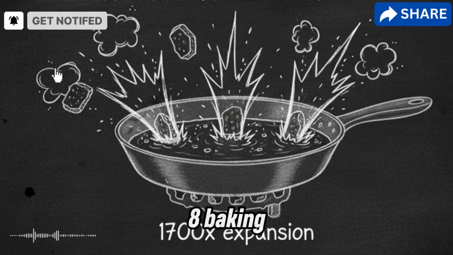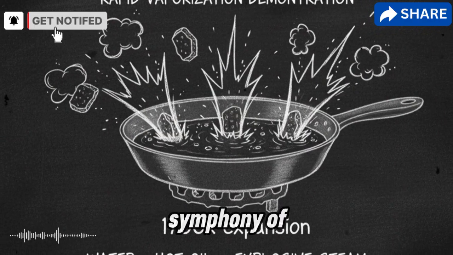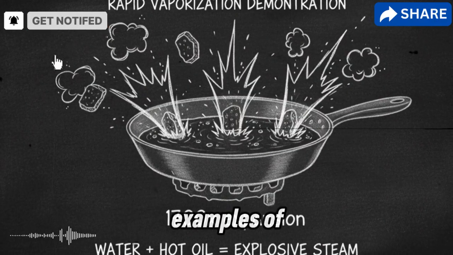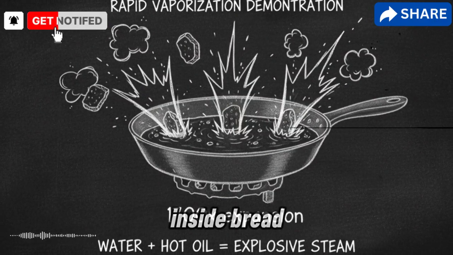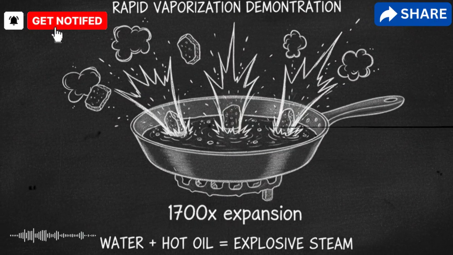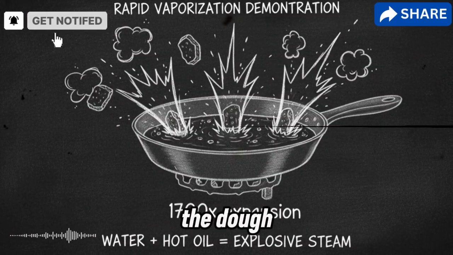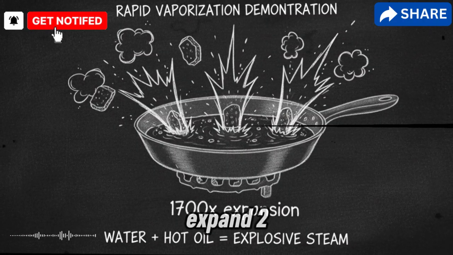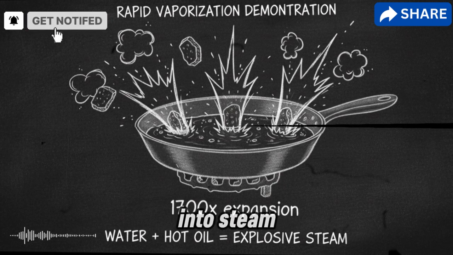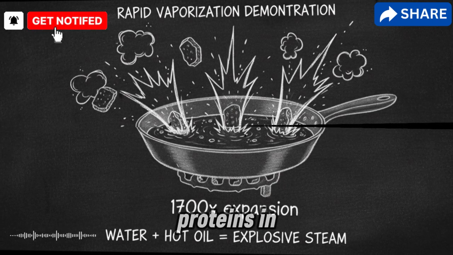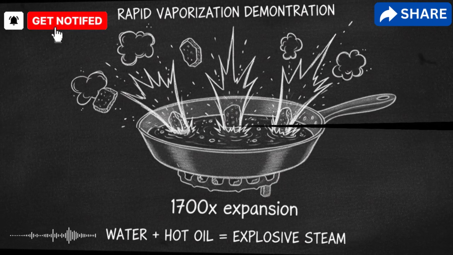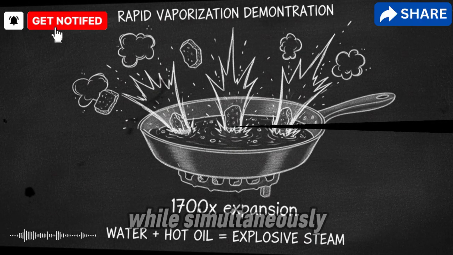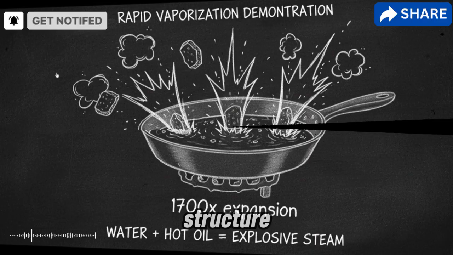8. Baking. A beautiful symphony of physics. Baking bread is one of the most elegant examples of thermodynamics. Inside bread dough are tiny pockets of gas produced by yeast. As the dough heats, several things happen. 1. The gases expand. 2. Water turns into steam. 3. Proteins in the flour solidify. These processes inflate the bread like a balloon, while simultaneously setting its structure.